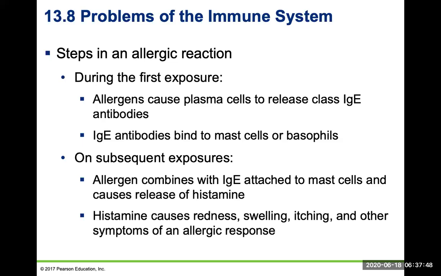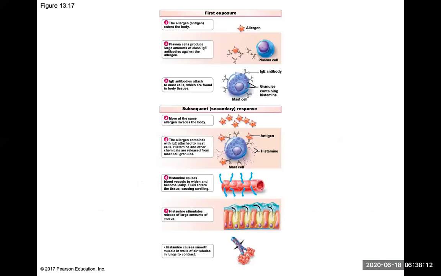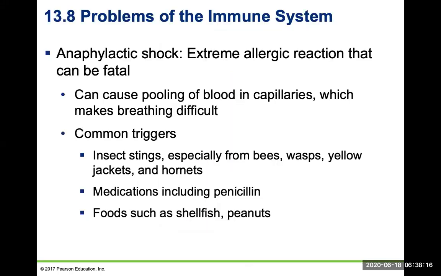So, steps in an allergic reaction: during the first exposure, allergens will cause plasma cells to release the IgE antibodies, which will bind to mast cells or basophils. And then on subsequent exposures, the allergen combines with those immunoglobulins attached to the mast cells and causes the release of histamine. And that's what causes redness, swelling, itching, other symptoms, congestion, runny nose. So this is a look at an allergy response.